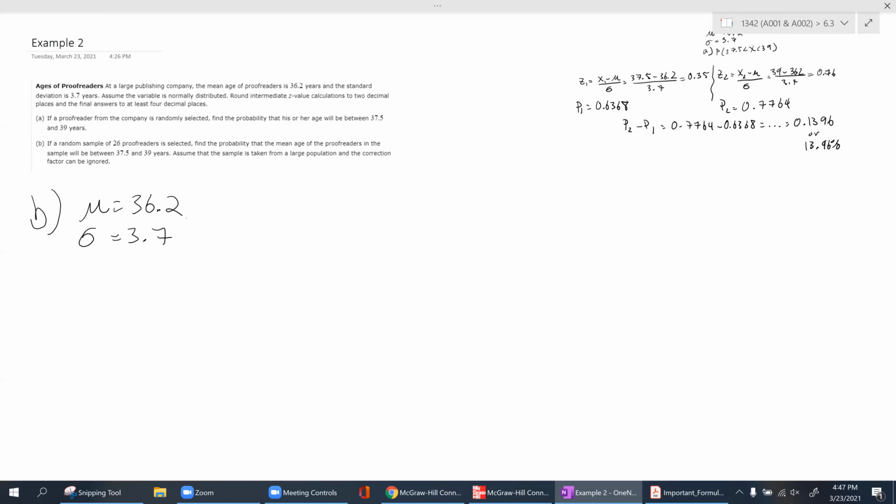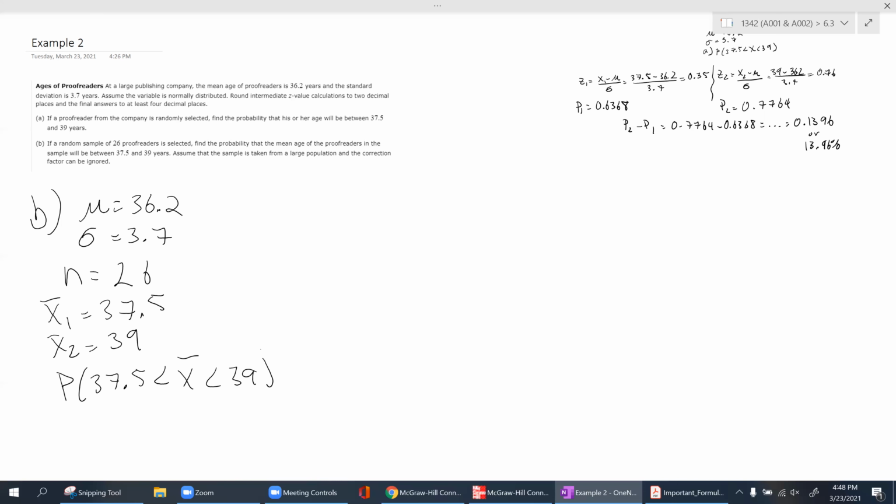I'm told here that if a random sample of 26 proofreaders is selected, so I know that's going to be my n. Find the probability that the mean age of the proofreaders in the sample will be between, okay, so in other words, my X1 is 37.5, my X2 is 39. I'm asked to find the probability between X values 37.5 and 39.